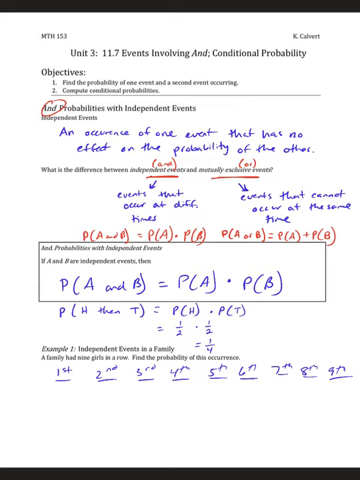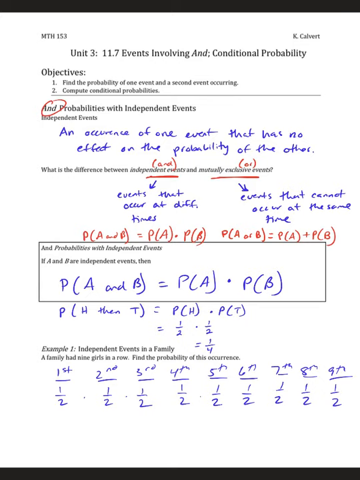Now we said that they had 9 girls in a row. Well, we know the two possibilities are a boy and a girl. So that means they had a 50% probability each time they had a child that it would be a girl. So each of these children, they had a 50%. So I just went through and made it 1/2 probability for each one.